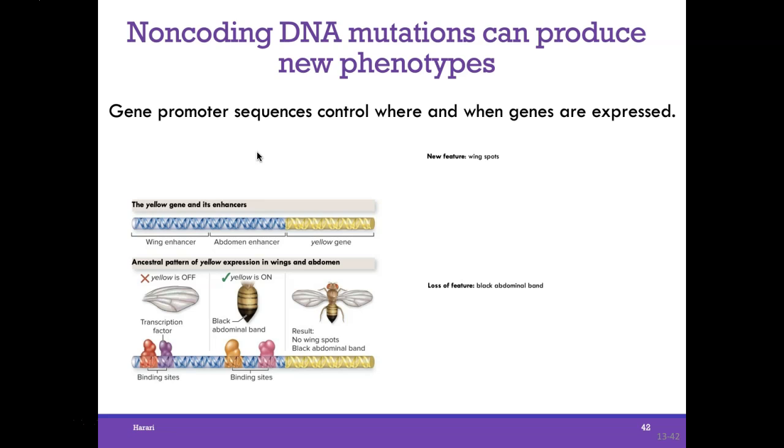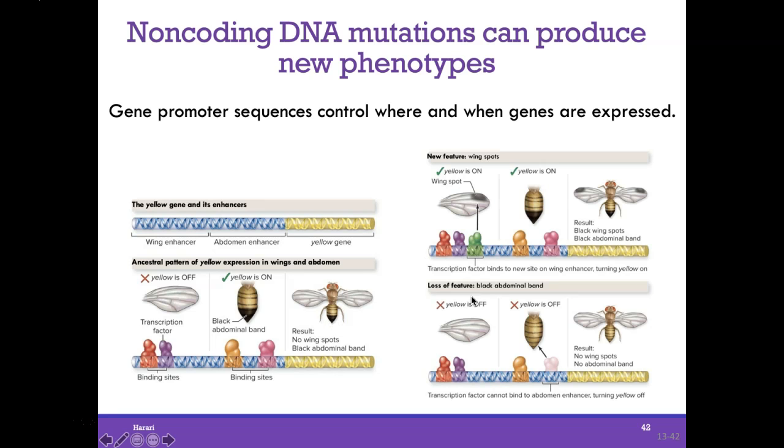I want to give you a simple example. In this fruit fly, there's a gene called yellow that produces black pigment. Normally, the black pigment is turned on in the abdomen because there are certain transcription factors present in the abdomen that turn on the yellow gene, making this part black.